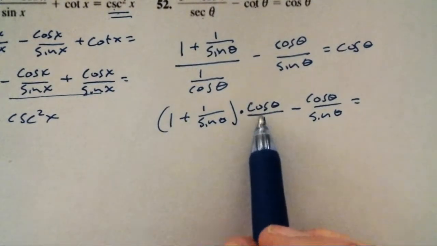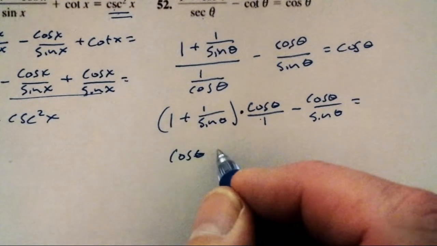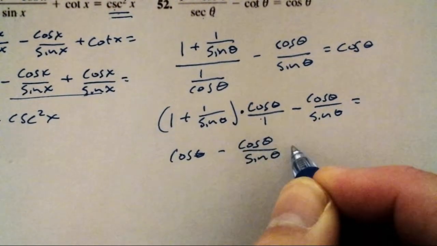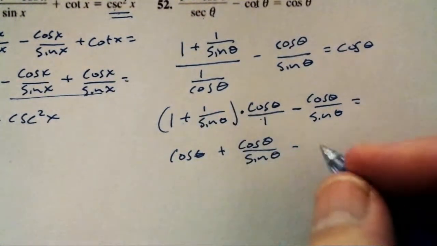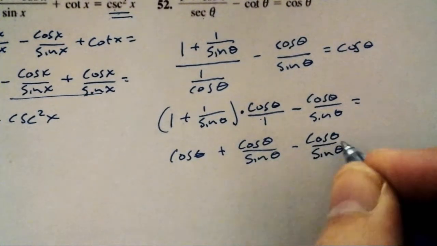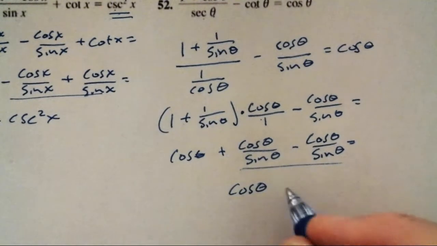And let's see, I guess I have to distribute here. Cosine of theta minus cosine of theta sine of theta. That's plus. Plus cosine of theta sine of theta minus cosine of theta sine of theta. Oh, there's a match for us. Equals cosine of theta. These cancel.